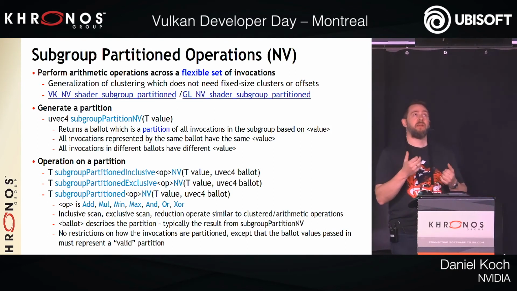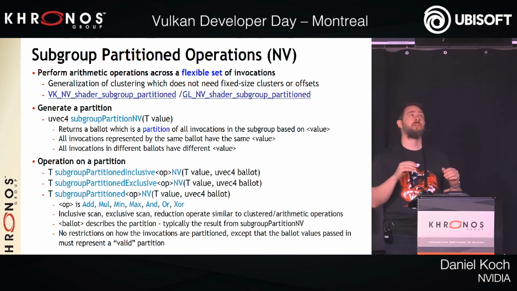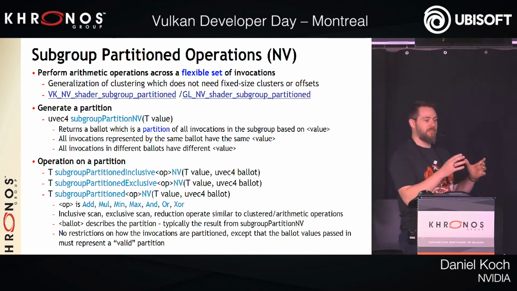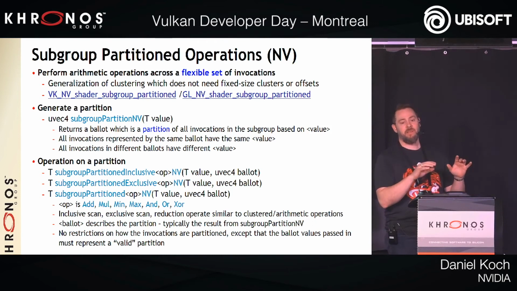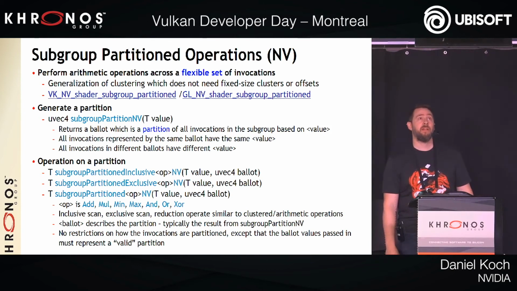So you can generate a partition. There's a subgroup partition NV function, which returns a ballot of all the threads for which that particular value is the same in all the invocations. So if you're having a subgroup of size 8 and 6 of the threads have the same value, you'll end up with a ballot that has the 6 bits set. And you get a unique ballot for each set of threads that have the same value. And then you can do operations on the partition, similar to the clustered and arithmetic instructions.